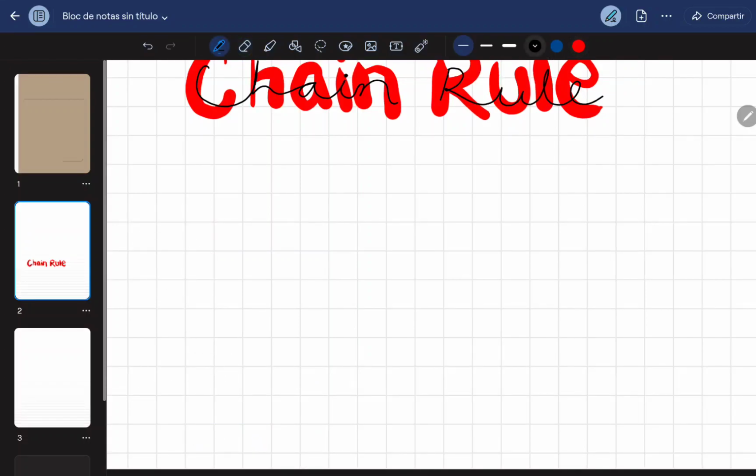There it is. What if we have something like this? So we know that in order to solve this, we can use the quotient rule, right? And we will have our answer. But we can also use the power rule to solve something like this. And, well, I would say it's easier to solve it with a chain rule.